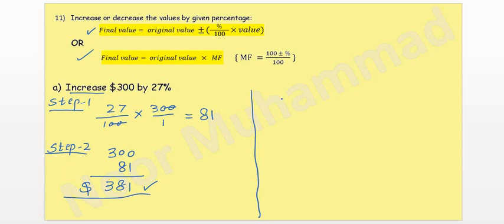Like you can directly find what is the final amount. How? Just write the original value, that is 300, and then times it by the multiplying factor. Now what is the multiplying factor? We get the multiplying factor, if it's a case of increase, we write in the numerator, here is the formula for the multiplying factor. We add this 27 into 100 and then we divide it by 100. Right? Actually, it will become 127%. After the increase, it will become 127%.